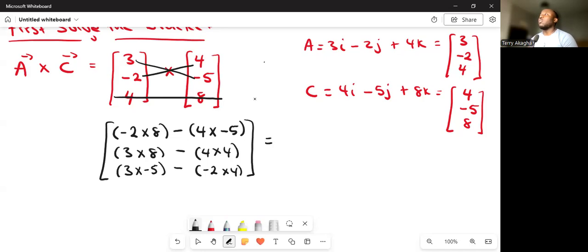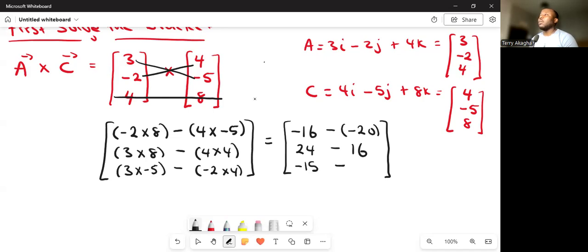So this is going to give us minus 2 times 8 to give us minus 16. 4 times minus 5 is going to give us minus 20. 3 times 8 is going to give us 24, minus 4 times 4 is going to give us 16. 3 times minus 5 is going to give us minus 15, minus 2 times 4 is going to give us minus 8.